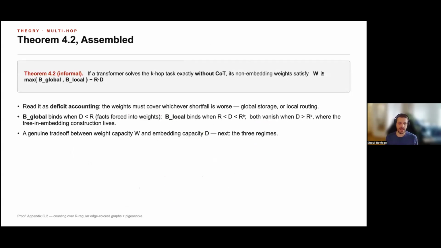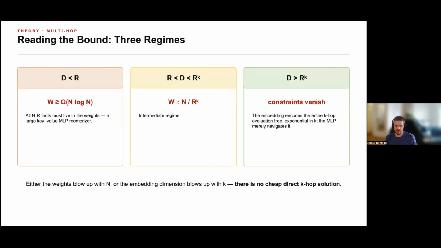So this gives us this result. If the transformer is able to solve the k-hop task exactly without chain of thought, its non-embedding weights are going to be larger than the maximum between these two bounds, the b global and b local, minus the number of bits that we can store in the embedding itself.